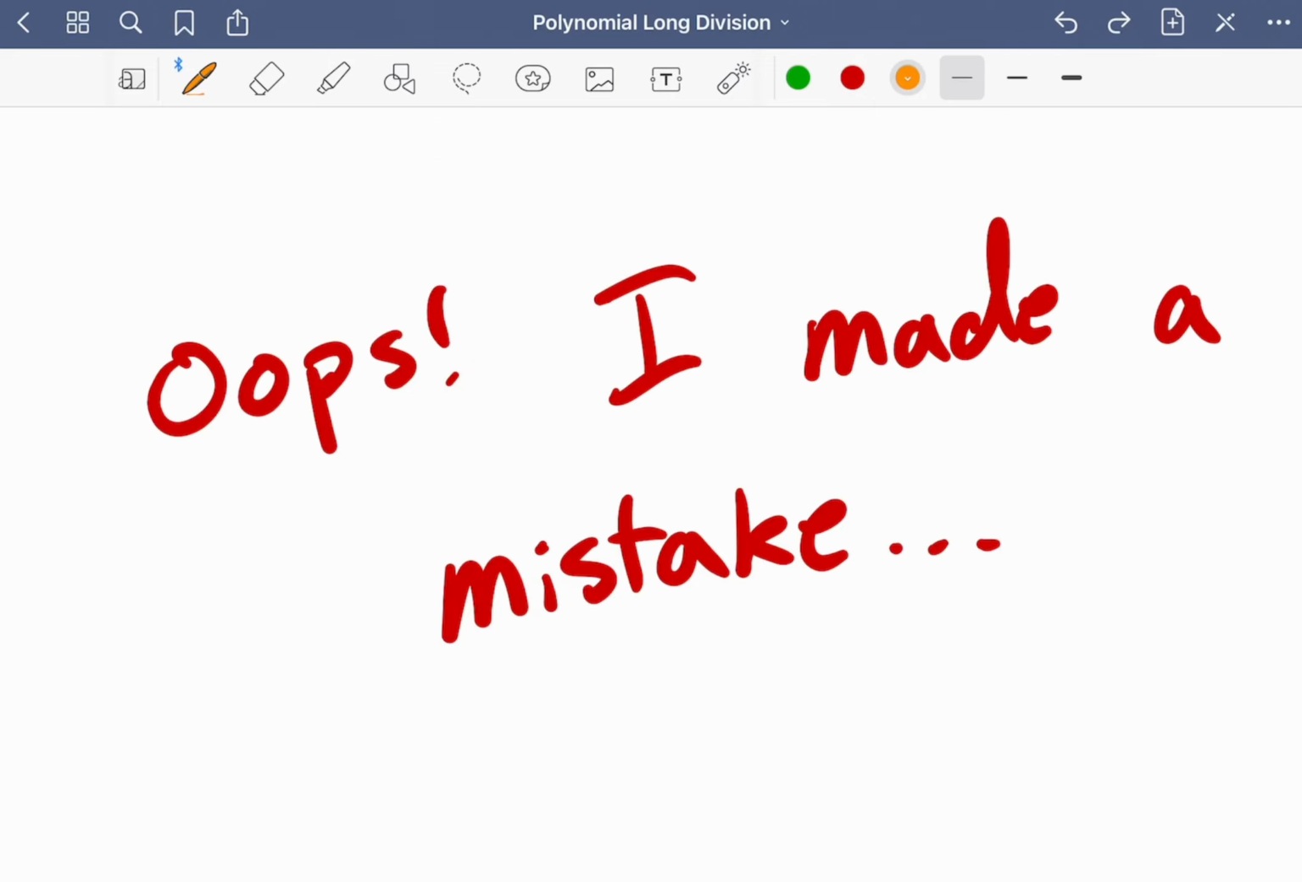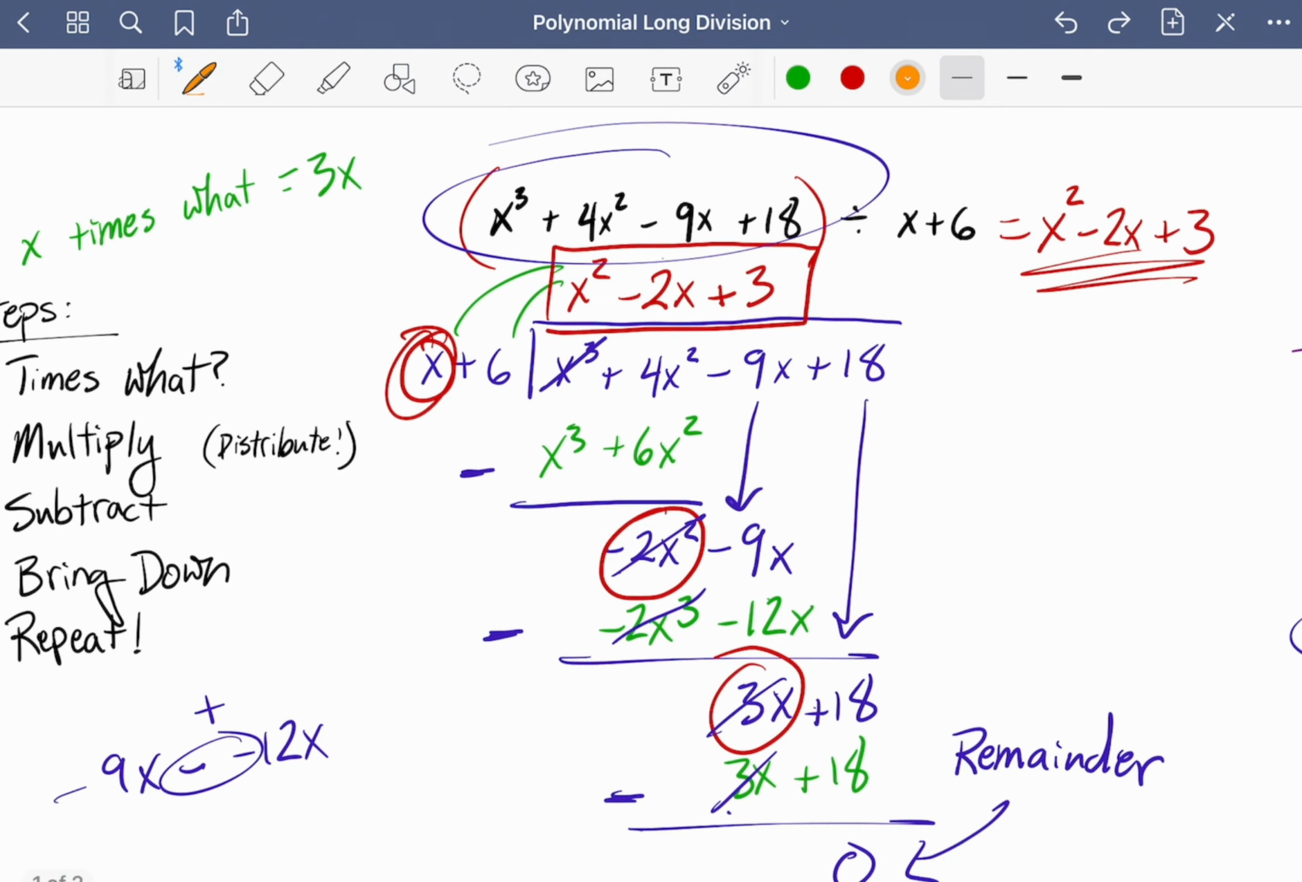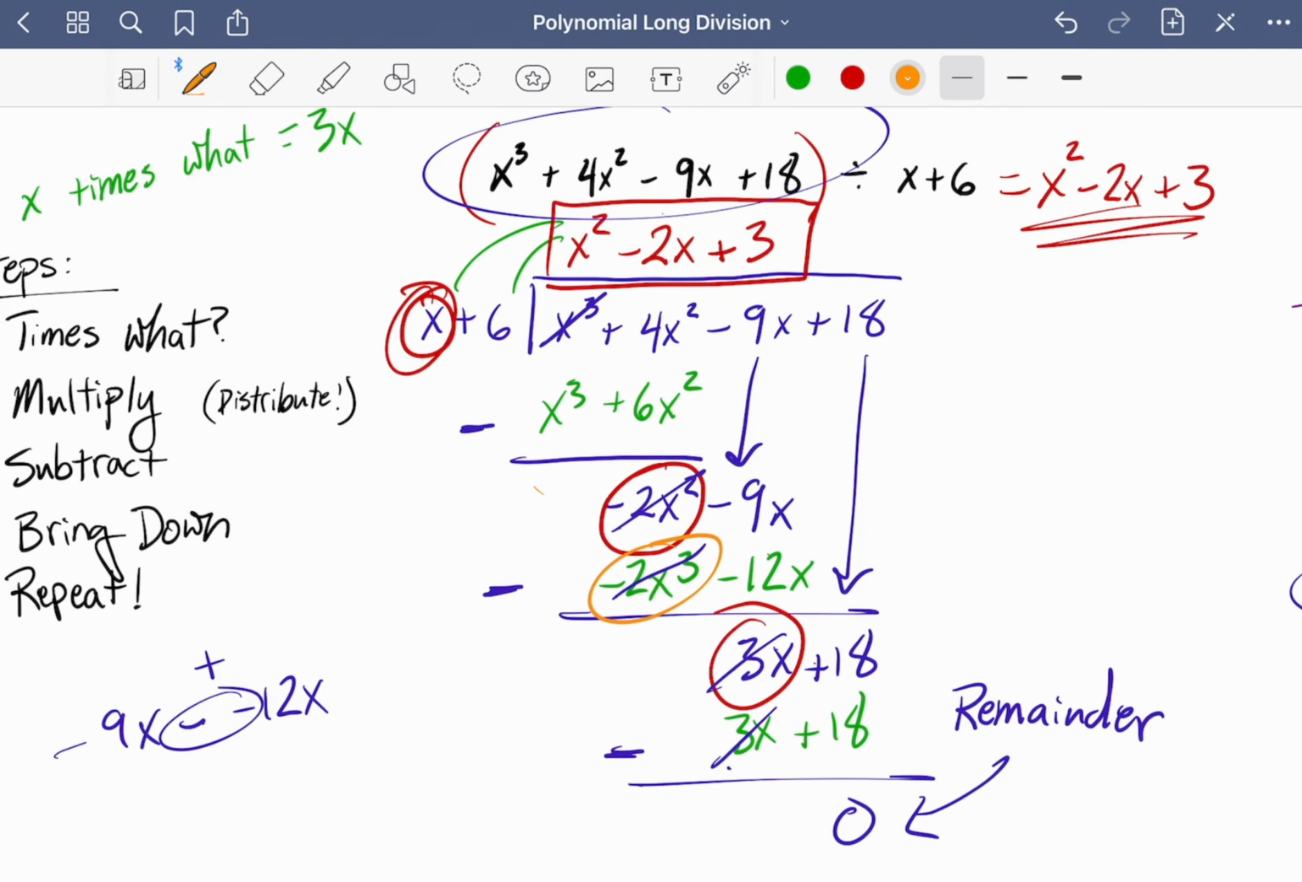Guys, I made a tiny mistake on that first problem, and that mistake happened right here. It should have read negative 2x squared, not negative 2x to the third. And that came from when we did this negative 2x times this x. When you multiply those, that x times x gives you x squared, not x to the third. This is what I meant to say, but I accidentally said and wrote to the third instead of to the second power. Everything else is still correct. So now you can see that negative 2x squared canceling out with this negative 2x squared. The rest of the problem is correct.